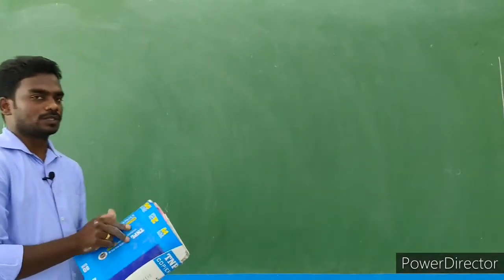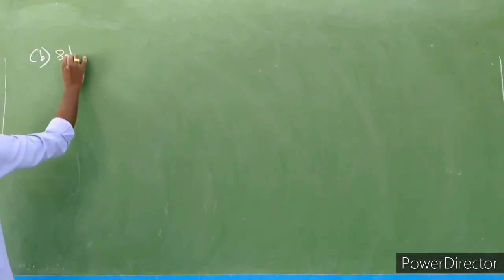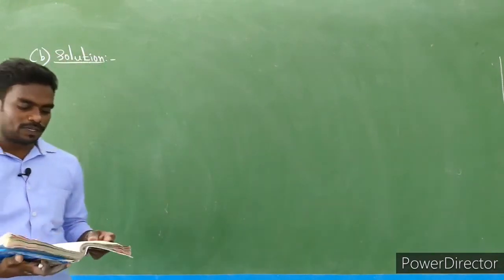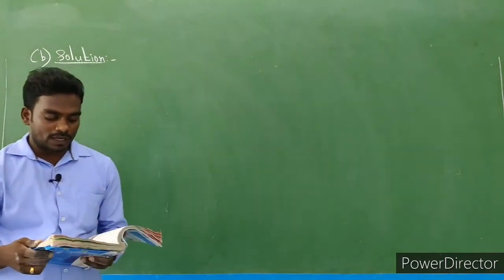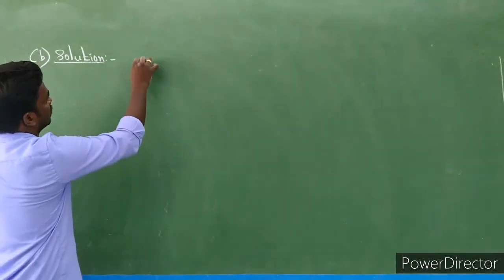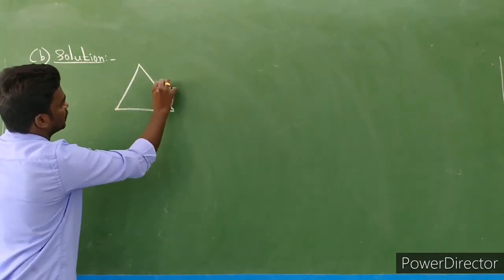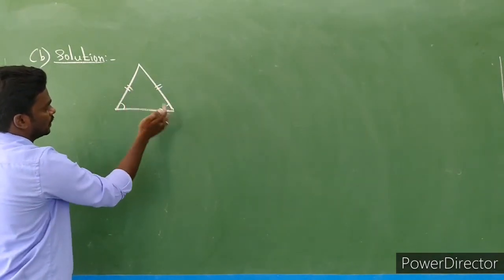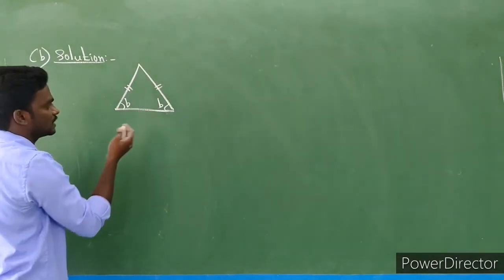So next, our B question. What is our B question? In an isosceles triangle, the base angles are equal. So what is meant by an isosceles triangle? Isosceles triangle means any two sides of a triangle are equal in measurement, right? So the angles opposite to equal sides are equal. So these two angles are the base angles. So this is considered as B.